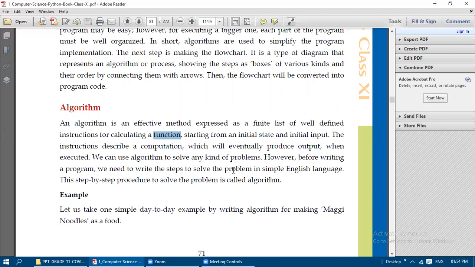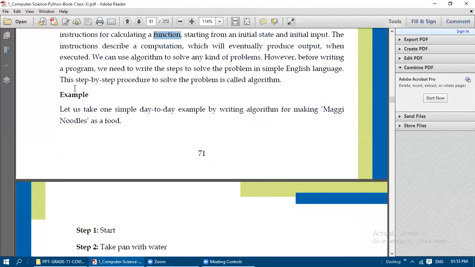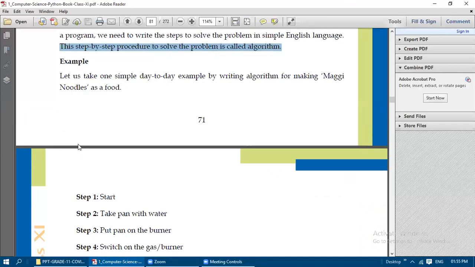However, before writing a program, we need to write the steps to solve the problem in a simple English language. So the algorithm will consist of a set of instructions in simple English language only. So this step-by-step procedure to solve the problem is called the algorithm. So this is also another definition for algorithm.